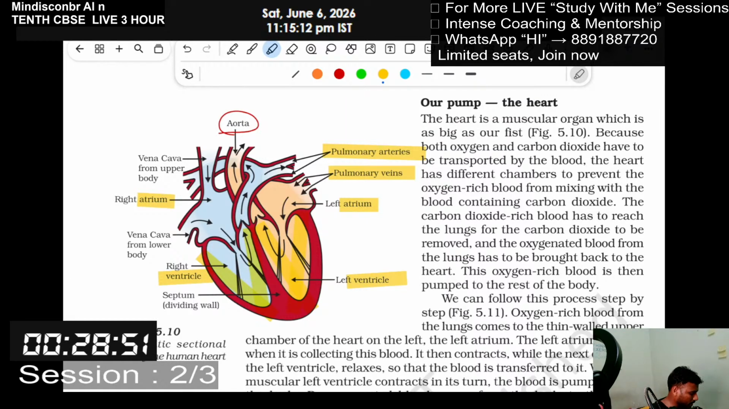And here it is the vena cava from the upper body, and the vena cava from the lower body, and here the septum. This is the septum, the dividing wall between the left and right atrium and the left and right ventricles.